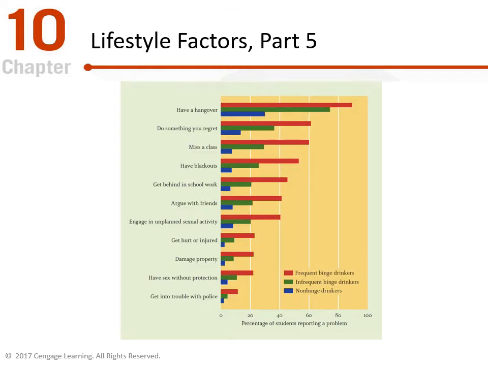So this figure shows that troublesome behaviors increase with binge drinking, and that all binge drinkers report more problems than non-binge drinkers. You can see in the red is the frequent binge drinkers, the green is the infrequent binge drinkers, and the non-binge drinkers is the blue. And you can see right away that in every single category, the red at least doubles the infrequent, and triples the non-binge drinker. That's from getting a hangover to getting in trouble with the police to engaging in unplanned sexual activity.